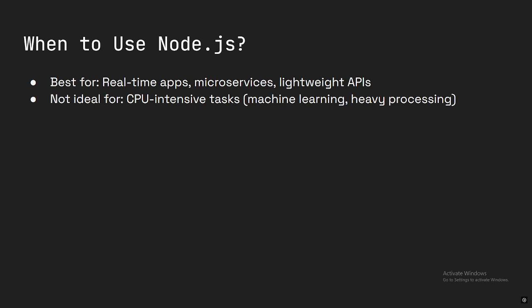And then when to use Node: it's best for real-time apps, microservices, and lightweight APIs. It has to be small. It's not ideal for CPU intensive tasks. So let's say you're doing some sort of machine learning or some heavy computation. It's really not recommended, because Node will use up a lot of your CPU. So I would not recommend that.